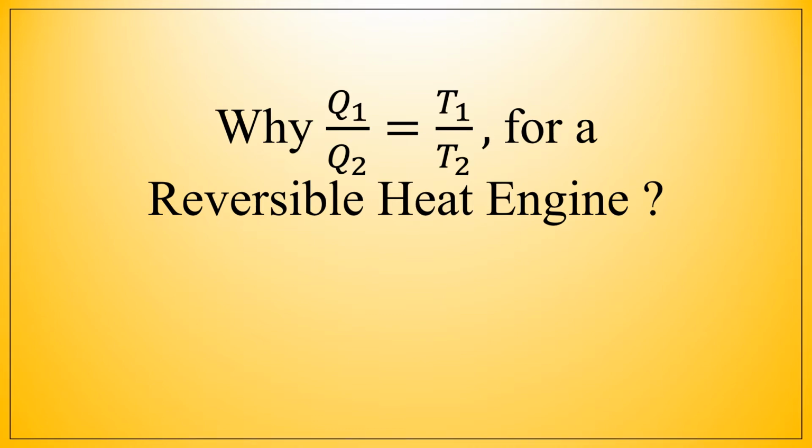While calculating the efficiency of a reversible heat engine, for example a Carnot engine, we substitute Q1 by Q2 is equal to T1 divided by T2. It's for a reversible engine alone. Why? We will discuss in this video.